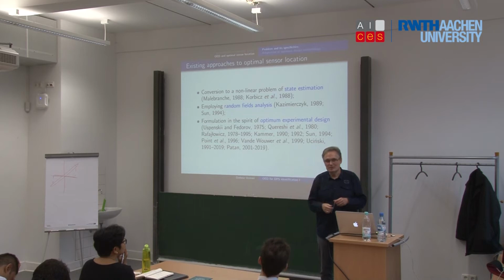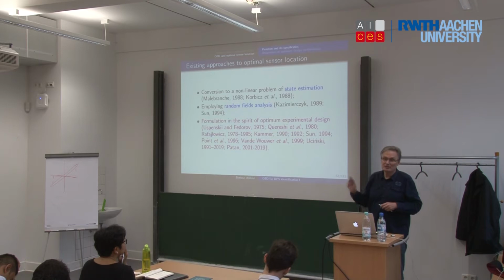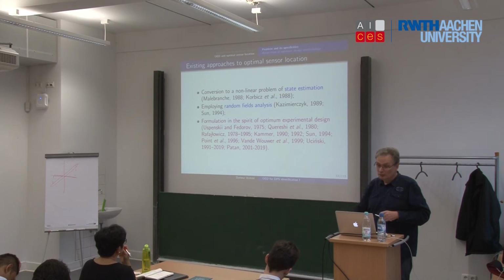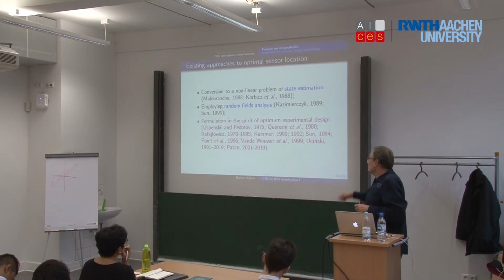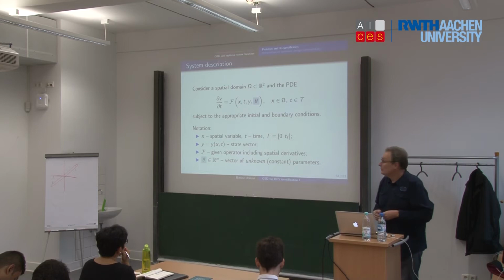The bulk of the papers is on using a classical optimum experimental design with all the optimality criteria, like D-optimality, A-optimality, and so on. You know this stuff. I started by the optimality criteria of this type. And in the rest of my talk, I'd like to focus your attention on this problem. So let's start by a general description of our system.